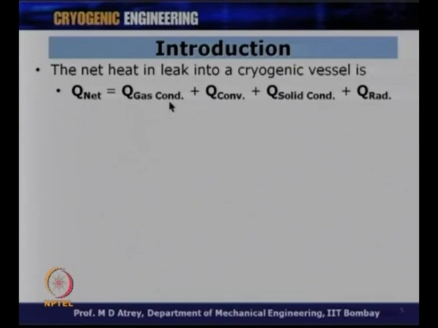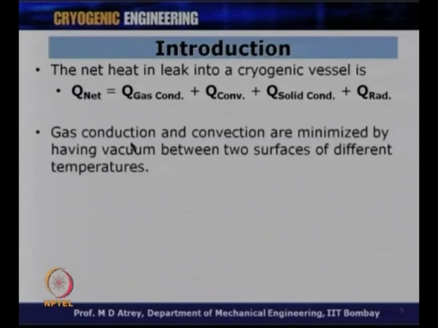It will not be equal to 0, but we can say that the amount of gas available in a particular space would be negligible, or we can neglect Q gas conduction, and therefore, we can also neglect Q convection, which is caused by the presence of gas in that particular space. So, if I get a good vacuum, the first two, Q gas conduction and Q convection, can be completely taken care of or they will get minimized, all right. So, gas conduction and convection are minimized. The heat inleak occurring because of gas convection and conduction is minimized by having vacuum between two surfaces of different temperatures.